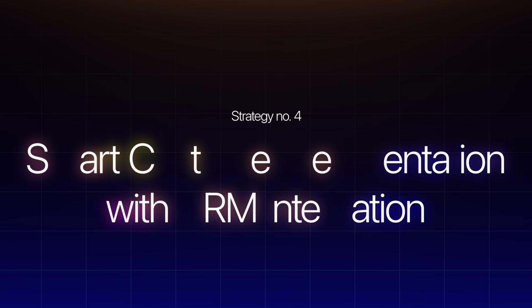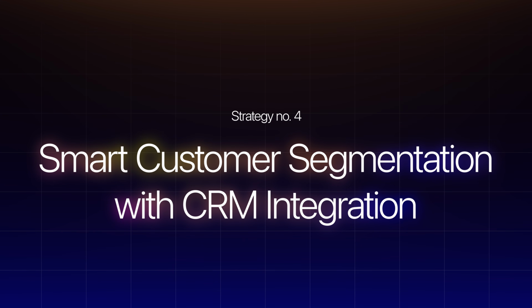Strategy number 4. Smart customer segmentation with CRM integration. Not all customers are created equal. You've got one-time buyers, occasional shoppers, and then your VIPs, the people who buy everything you launch and tell their friends about you. The mistake most store owners make? Treating them all the same. If you send the same email to someone who just bought 3 months ago and to your customer who spent $1,000 with you, you're leaving a ton of value on the table.